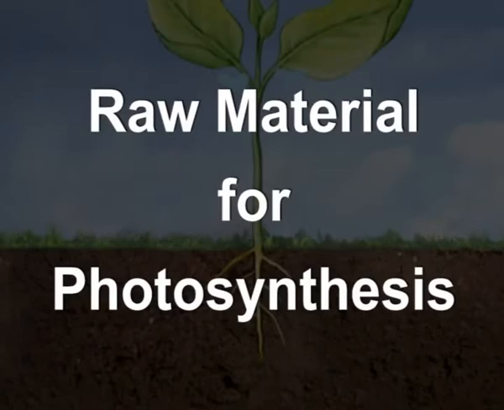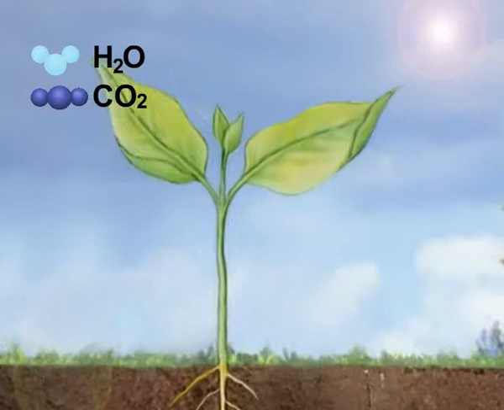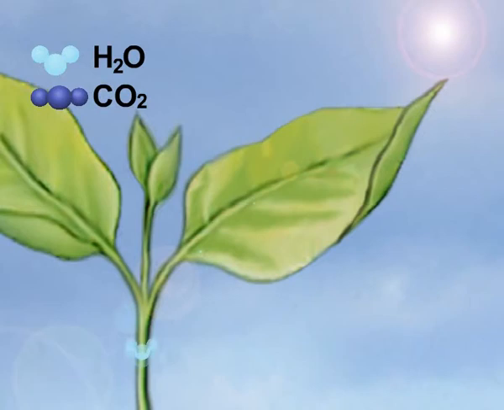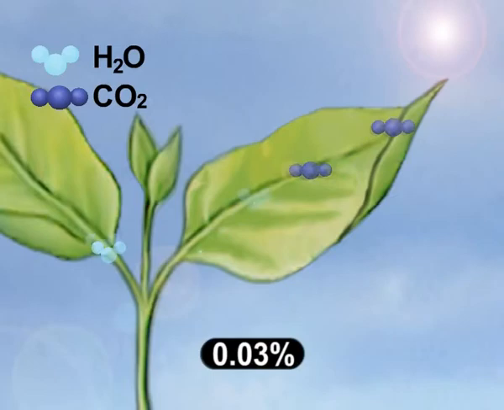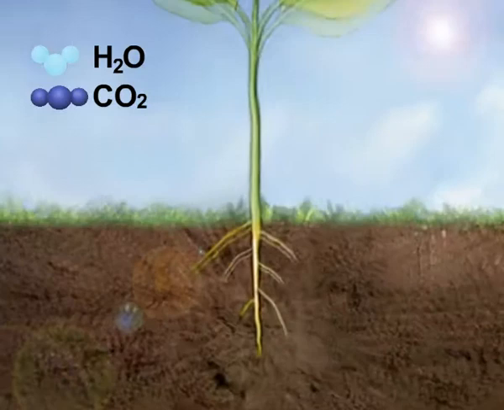Raw material for photosynthesis. Carbon dioxide and water are the raw materials that the plant needs from the environment for the synthesis of carbohydrates. Carbon dioxide, CO2, is one of the gases in the air. Its total concentration in the atmosphere is 0.03%. Animals and human beings exhale carbon dioxide.